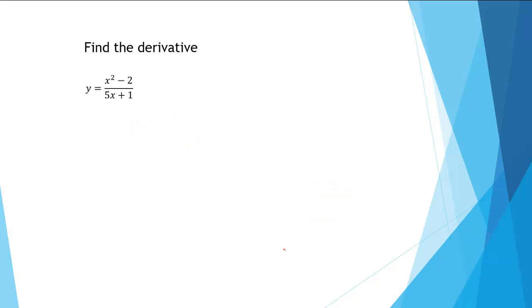Let's take a look at another example. In this example, we're asked to find the derivative for the function x squared minus 2 divided by 5x plus 1. Since we're finding the derivative of a quotient, we'll use the quotient rule. The quotient rule states that the derivative of a quotient u divided by v, that's equal to u prime times v minus v prime times u divided by v squared.